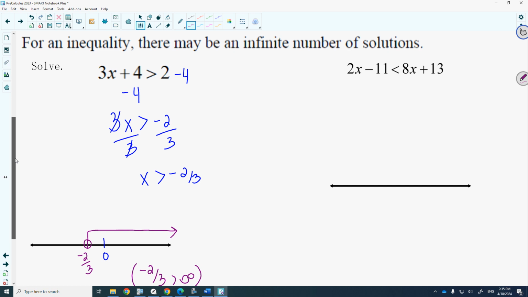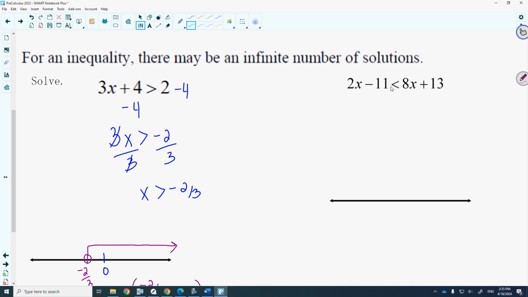Okay, let's do this one. This is a linear inequality because my x's are degree 1. So what you always want to do is bring your x's to one side. I always bring my x's to the left. So I'm going to minus 6x on both sides. I'll get minus 4x minus 11 is less than 13. Let's add 11 to both sides, and we will get negative 4x is less than 24.